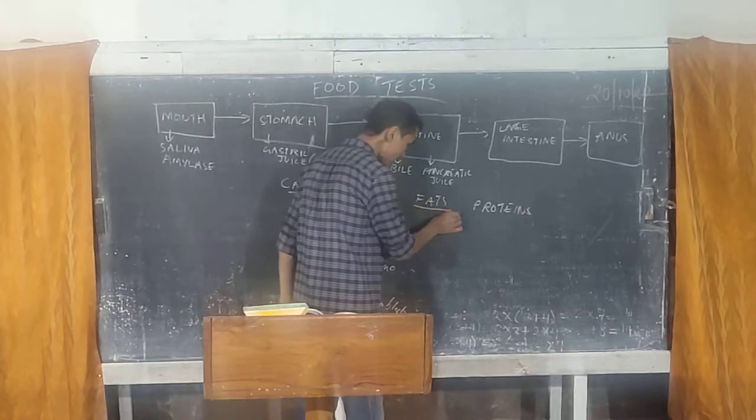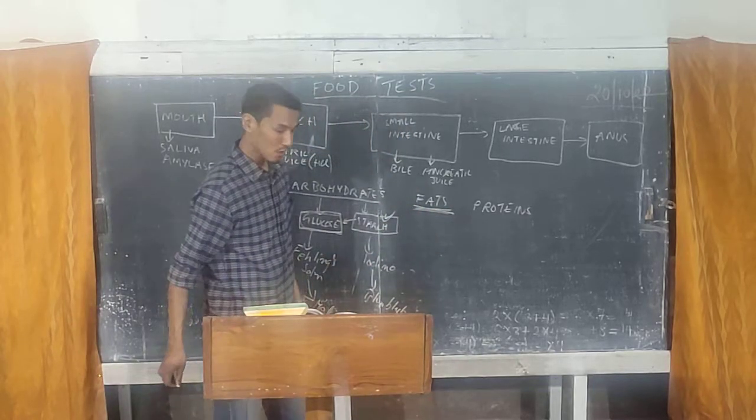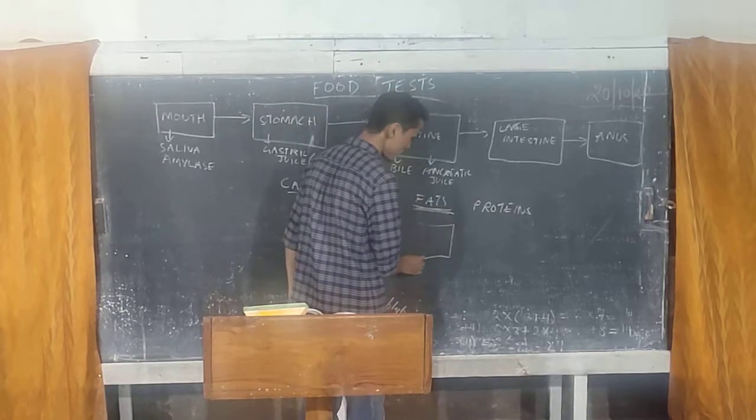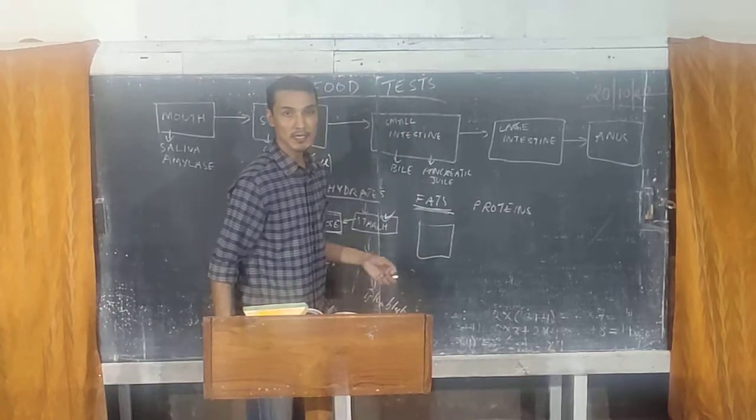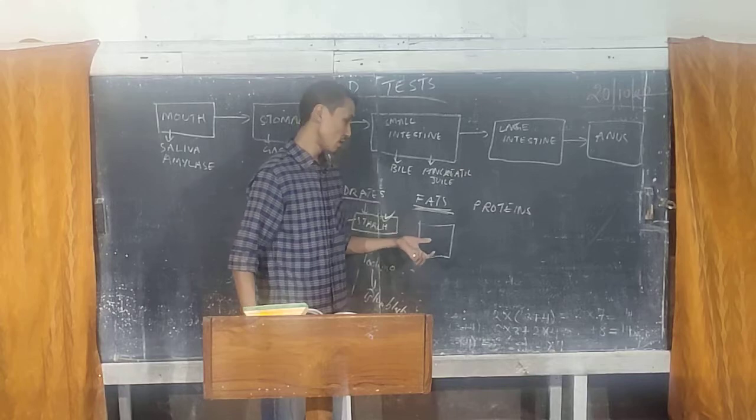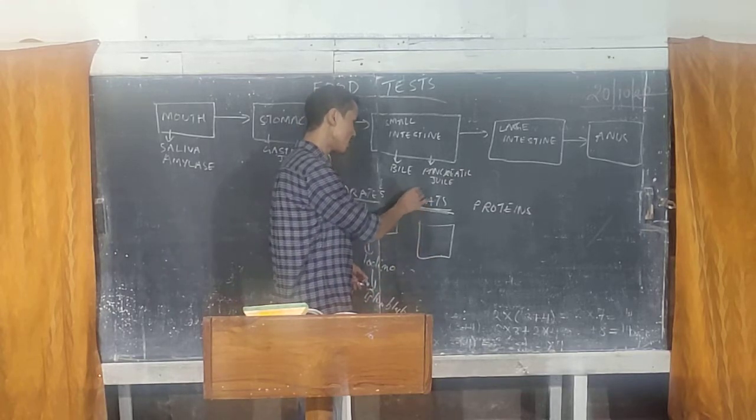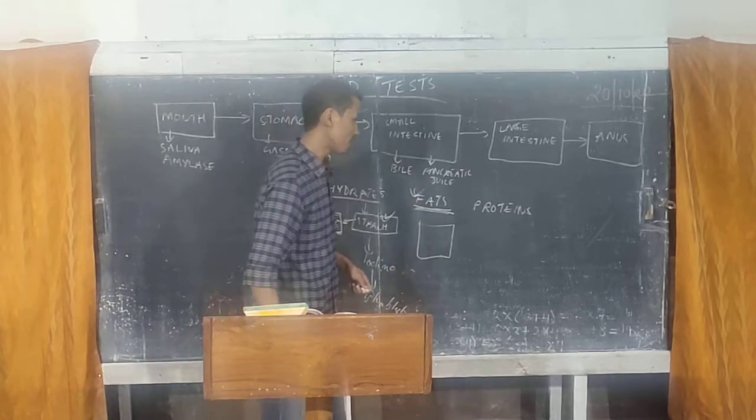For fats, it is quite simple. Just rub the given sample on a piece of paper and view it under light. The paper becomes translucent. So when the paper becomes translucent, it means the given sample contains fats.